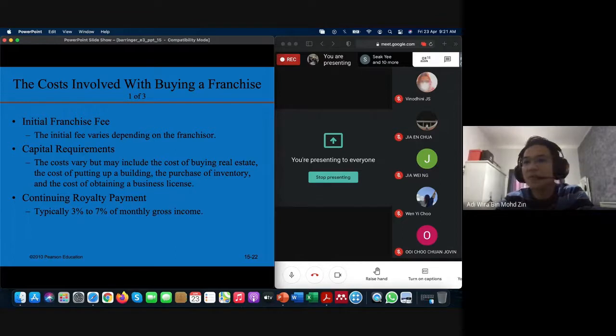Even though it looks like a very simple business, if I'm not mistaken, the startup fee, you need to have at least 50,000. That one, even though it looks simple, the setting up, they say 50,000.